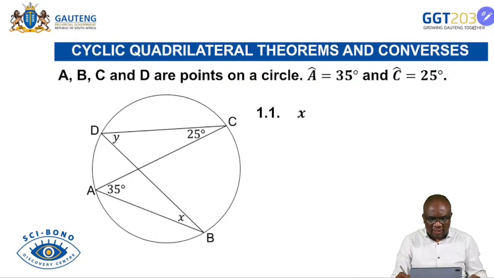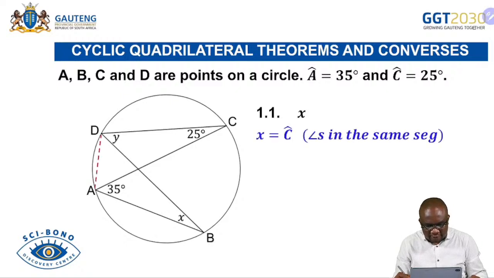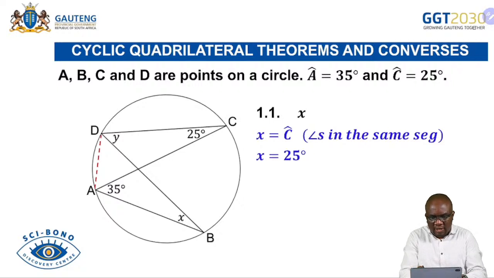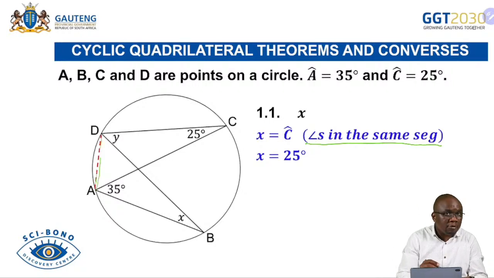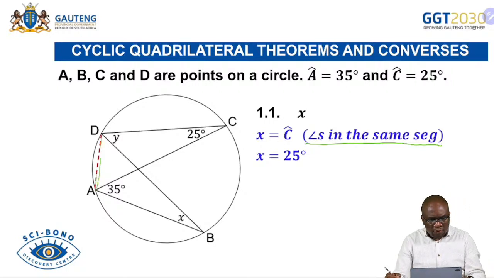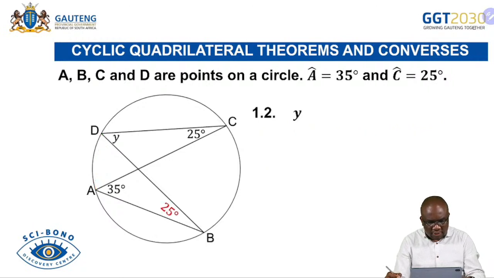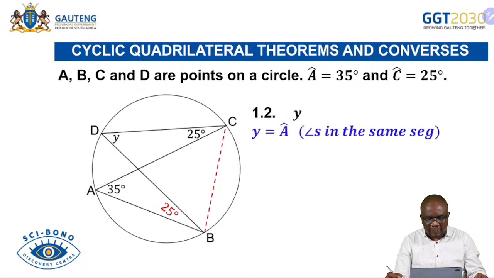Okay, let's answer that. So we're saying x is equal to 25. X is equal to angle C there. X is equal to 25. Why? Angles in the same segment. They are subtended by the chord AD, both of them. And then, what about Y? Where is Y? Oh, at 25. I'm showing you there where 25 is. Remember, we always write on the diagram. Y is equal to angle A.